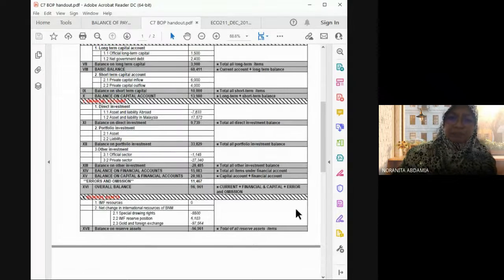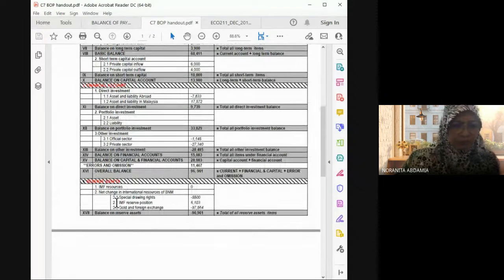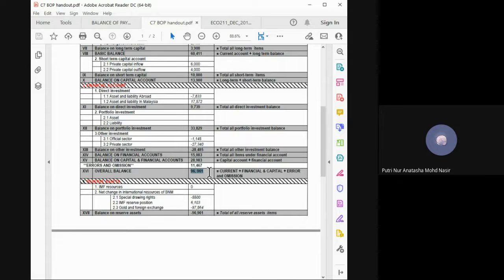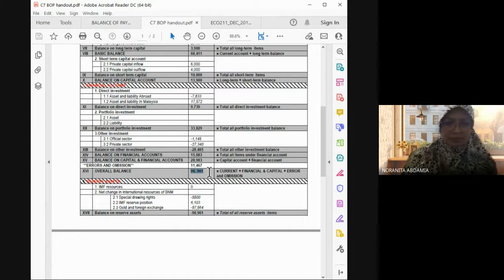Cuba tengok ni. Okay, overall balance. So this is the reserve asset. These are all the items under the reserve asset. Can you see here? Alright, so total dia semua sekali nampak tak the balance of the reserve asset? 96961. Sama tak dengan dekat sini figurnya? Is it same? Sama. Apa yang berbeza? Negatif, positif. Yeah, okay. So this is another tip for you.